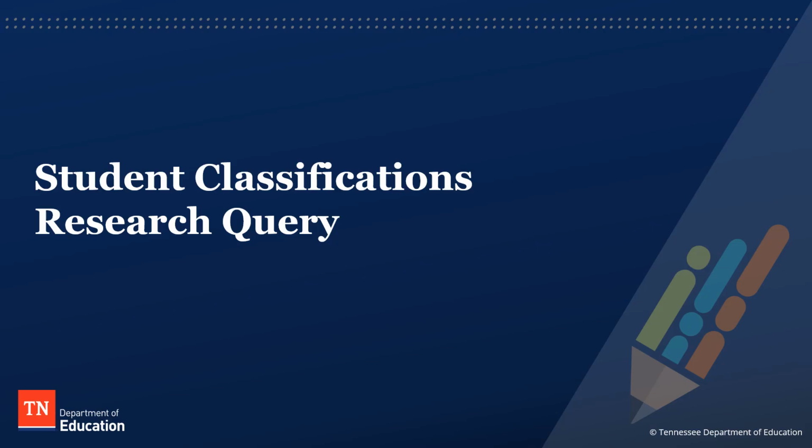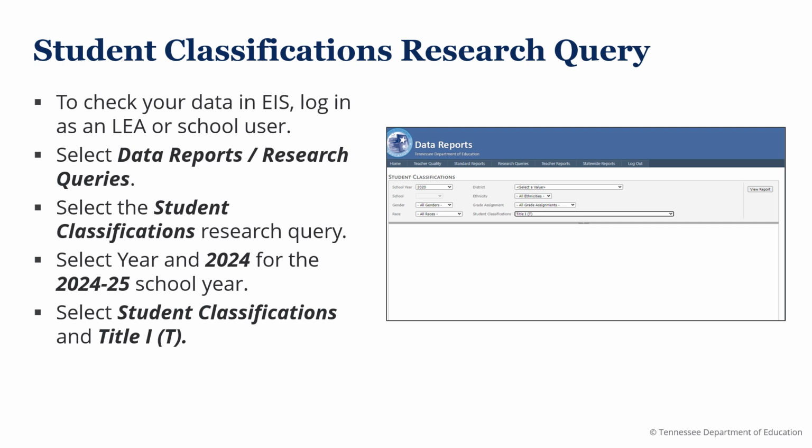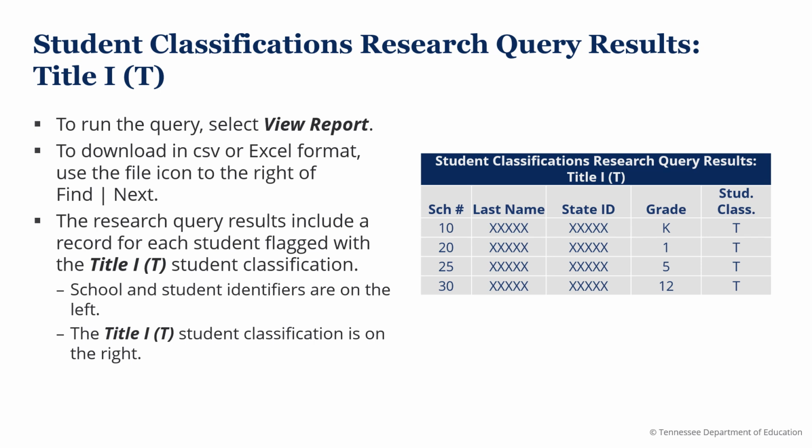The CFA includes information in which LEAs identify Title I K through 12 schools and Title I funded preschool classes. Next, we'll explore the Student Classifications Research Query. Again, you'll use this to check your Title I-T data in EIS. You'll log in as a district or school user, select Data Reports and Research Queries. From the Research Query list, select the Student Classifications Research Query. For year, select 2024 for the 24-25 school year. From the Student Classifications drop-down box, select Title I-T.